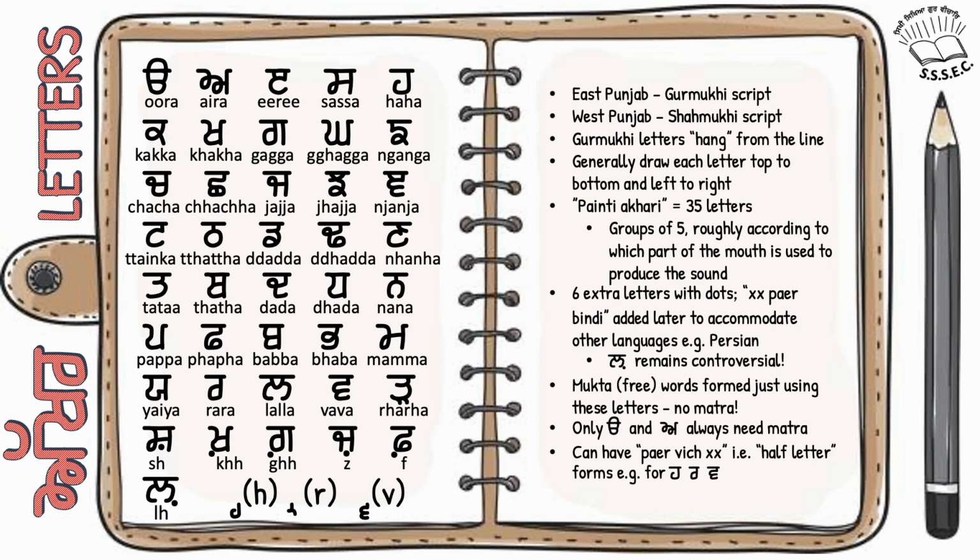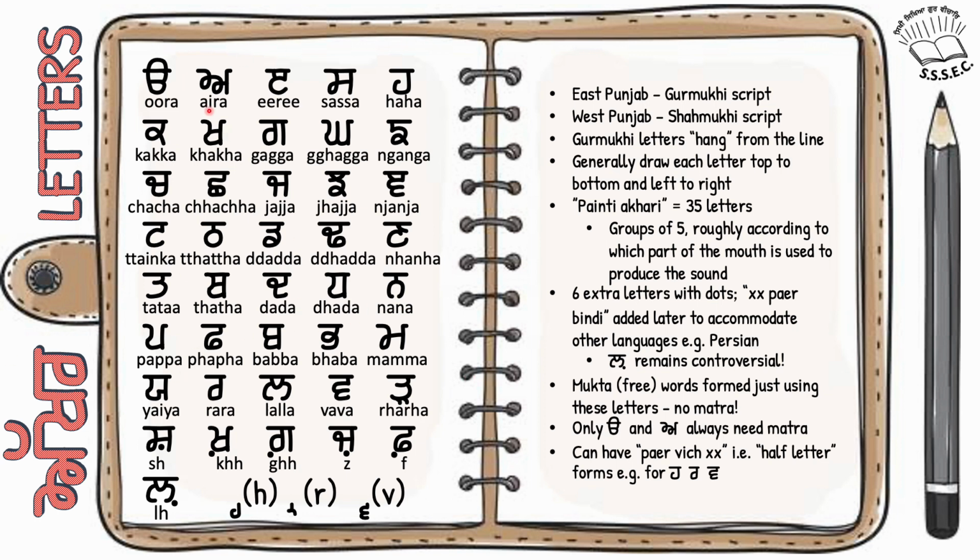And the Gurmukhi letters, which we'll be focusing on today, hang from the line. So when you draw the letters, they're not sat or balanced on top of the lines like they are in English, but you can see the line on top of each letter here, and that's because when you join them up, the letters are all hanging from the line, and there's a bit of a gap below each word in the next line.